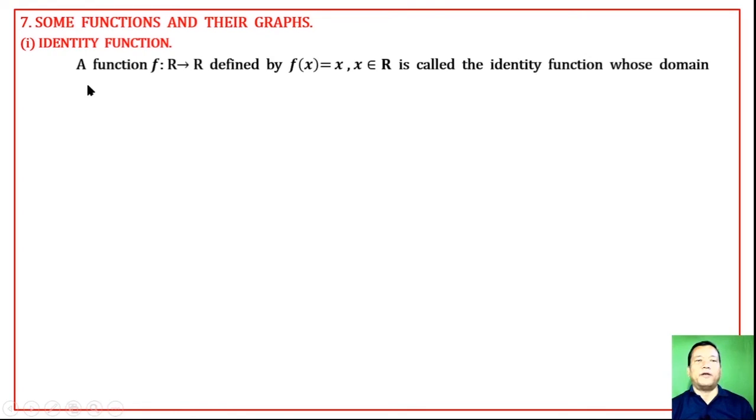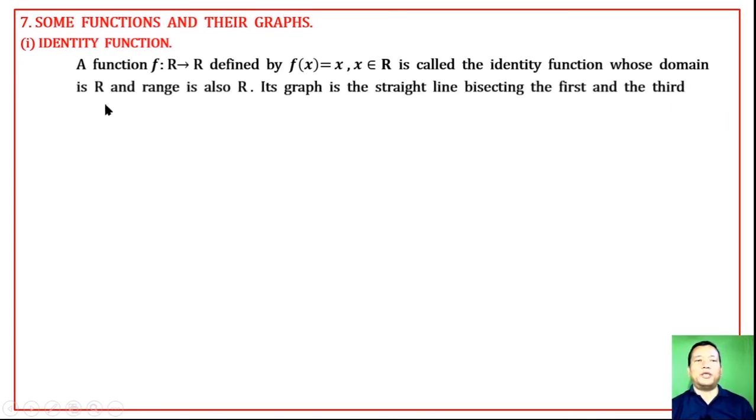Identity function. A function f from R to R defined by f of x equal to x, x belongs to R, is called the identity function, whose domain is R, the set of real numbers, and range is also R, that is the set of real numbers.